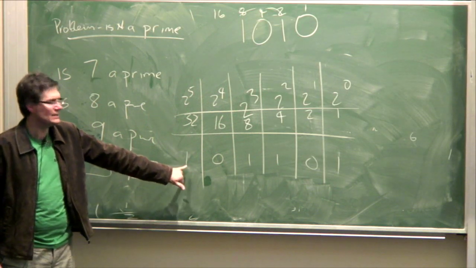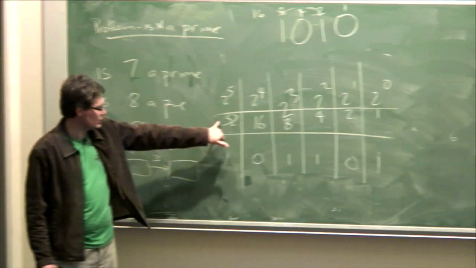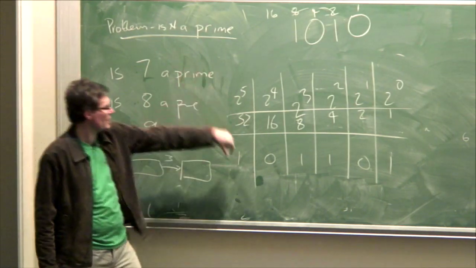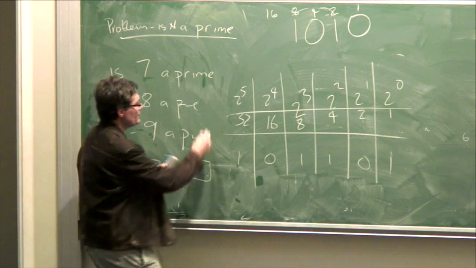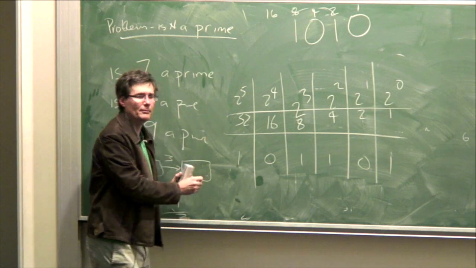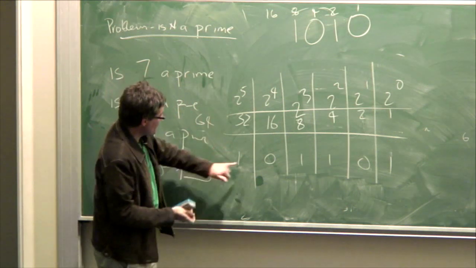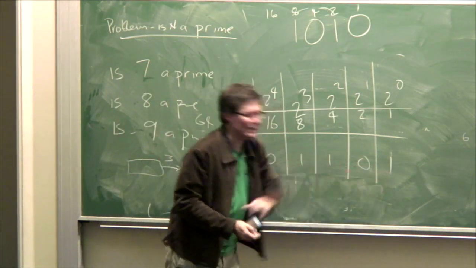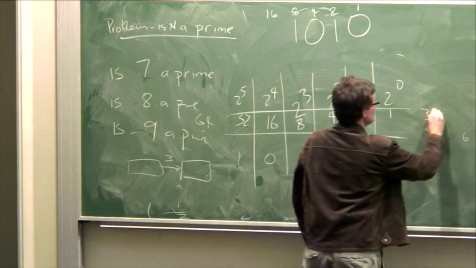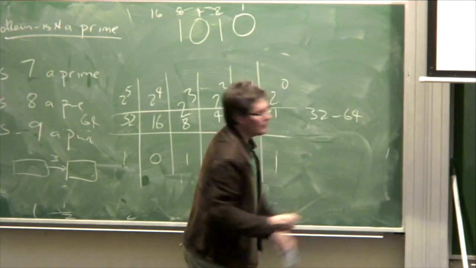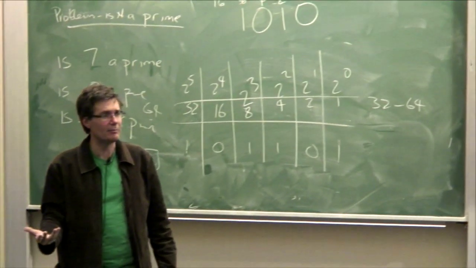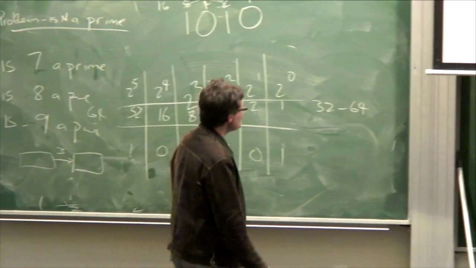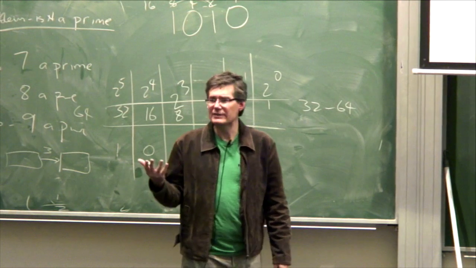I know that number is at least as big as 32 because it's got a 1 in the 32s column, so it's 32 plus this. So it's going to be less than 64 because I haven't got anything in the 64s column. So I know if I've got a 6-bit number that it's somewhere in the range of 32 to 64. Or I can say it backwards. If I've got a number in the range 32 to 64, I know it'll take 6 bits to represent. This is called log to the base 2.